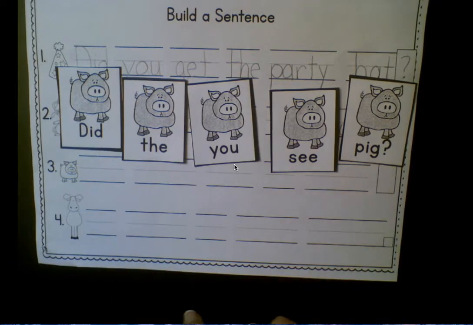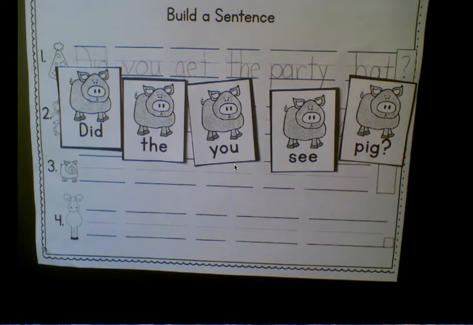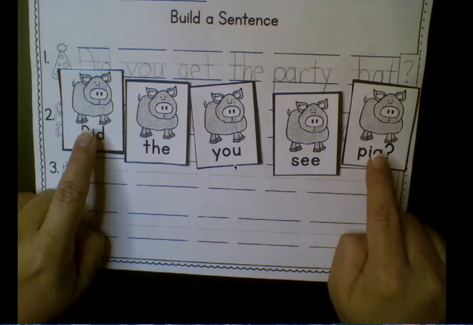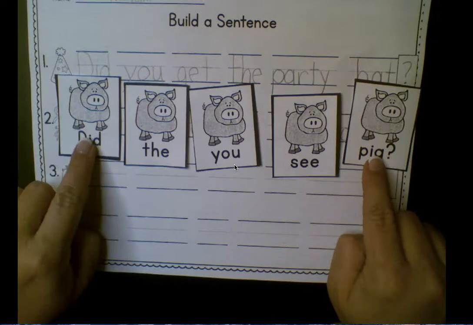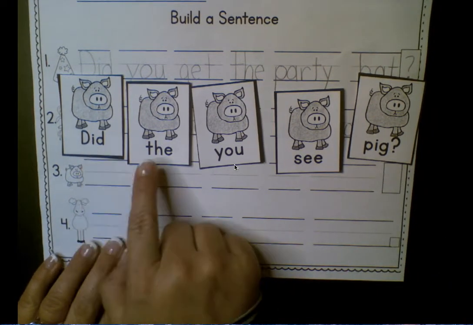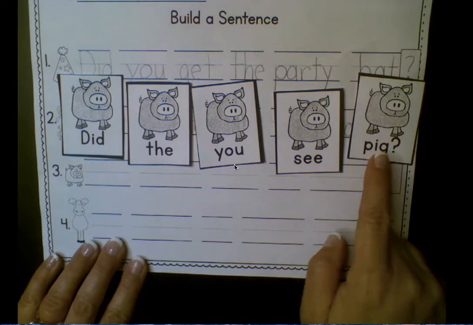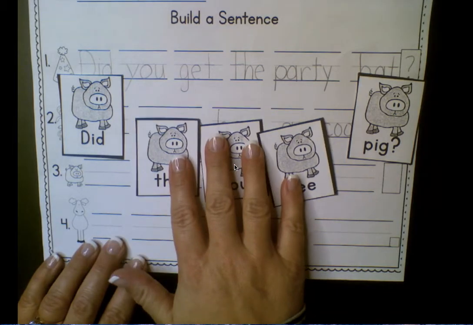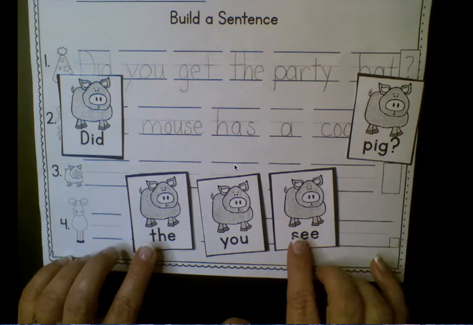Let's see if this makes sense right now because I don't know. All I know right now is these are my first and last words, but a sentence also has to make sense. So let's see if this one makes sense as it is. Did you see pig? That doesn't make any sense. So I know these are not in the right order, so I'm going to slide those out.